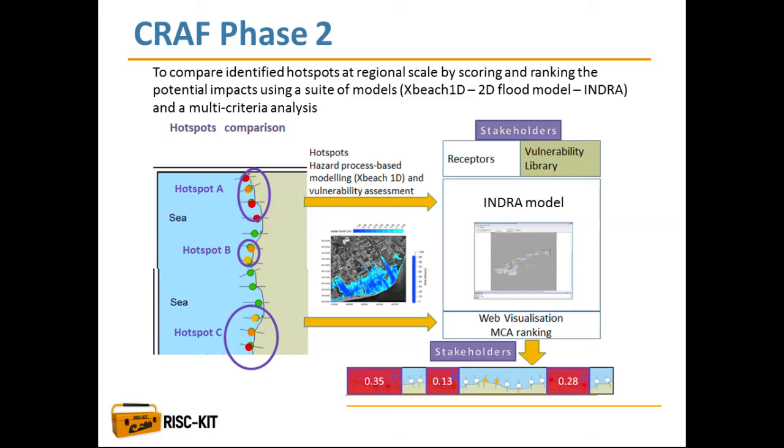In our example, A will be scored with 0.35, B with 0.13, and C 0.28. Depending on the quality of the information, A will be selected as the hotspot, or A and C will be considered as potential hotspots.